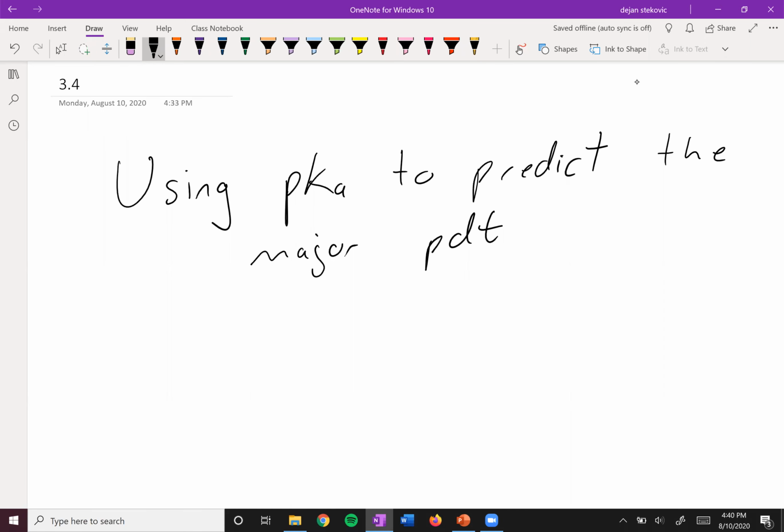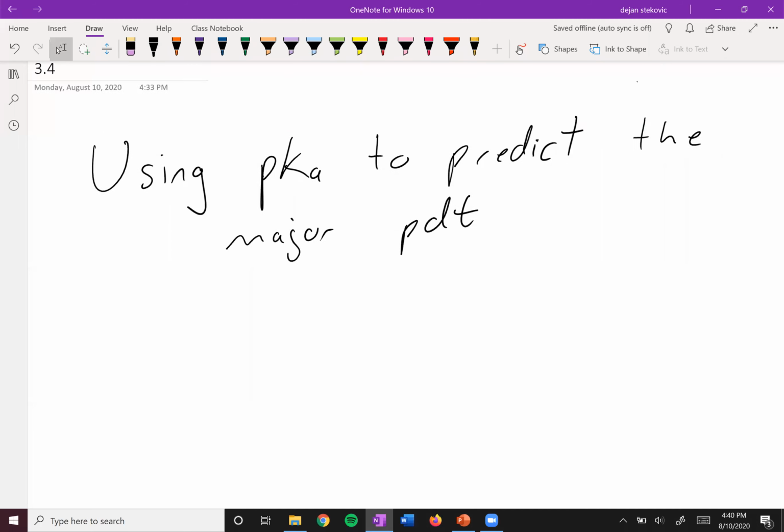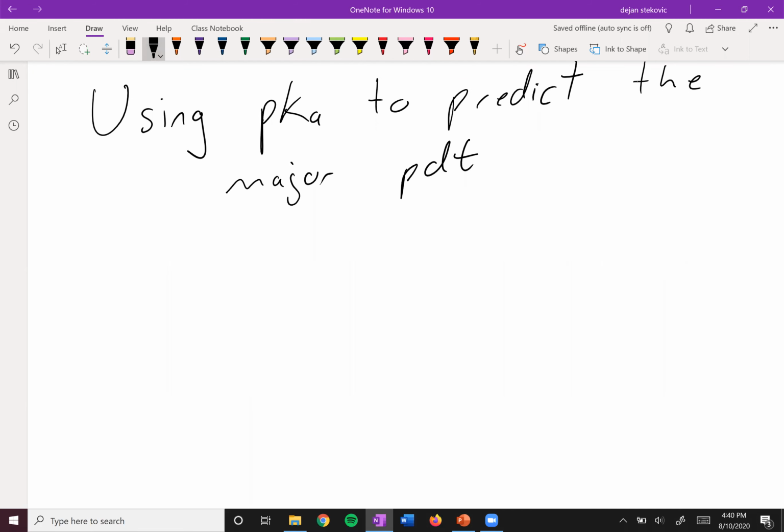All right, so we found out that pKa tells you how strong an acid is, and so we can use these pKa values to predict the major product in an acid-base reaction, right? When I combine two components, which one's going to be the acid? Which one's going to be the base? So let's take a look at an example of this.